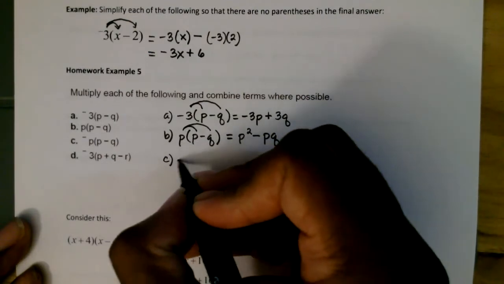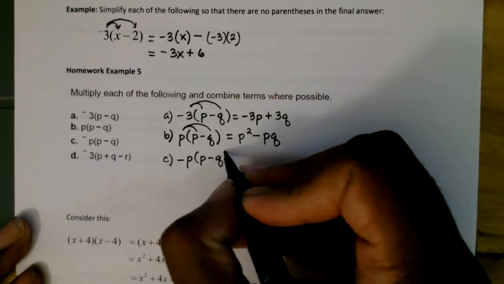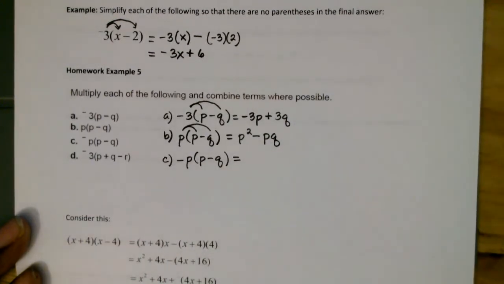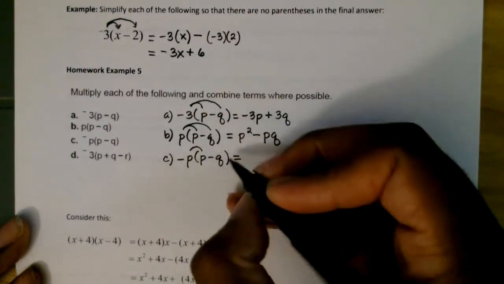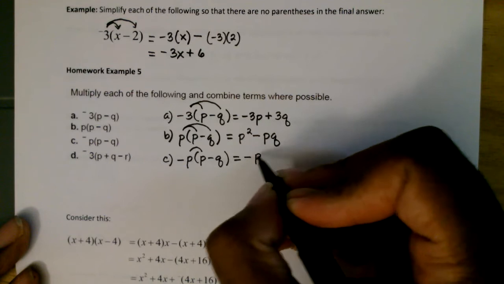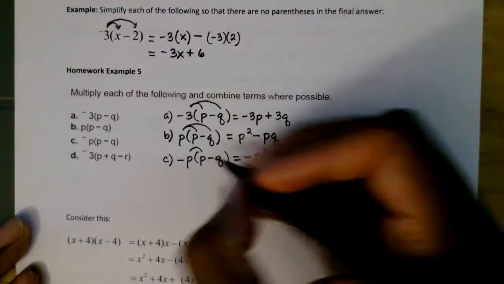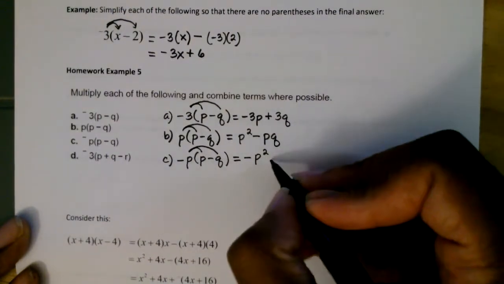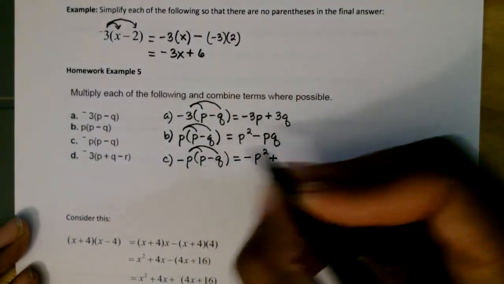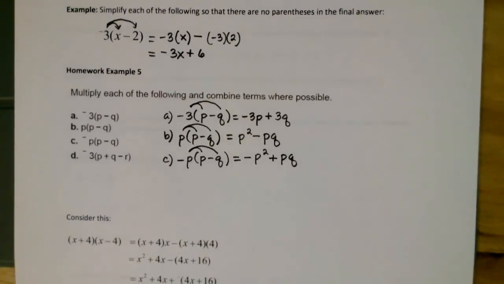Now part C has the negative in front of the p times the quantity p minus q. Okay, if I do negative p times positive p, it will be negative p squared, because p times p is p squared. And then the minus times the minus q, well, minus times this negative will be a plus pq. So I get negative p squared plus pq.